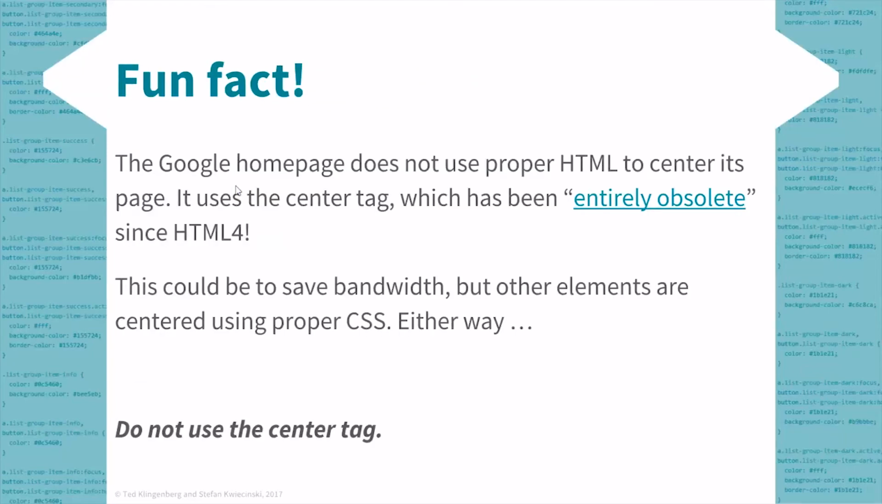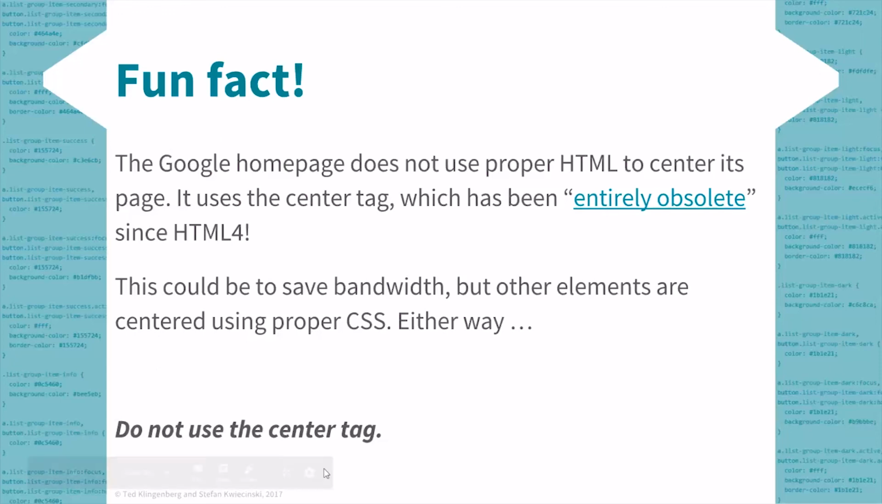And that's basically all that I have for today. But I did want to leave on a fun fact. And that fact is that the Google homepage doesn't actually use proper HTML to center its page. It's weird, but it uses the center tag. And that's been marked by the W3C, the World Wide Web Consortium. They say that the center tag is entirely obsolete, and it's been that way since HTML4. There's a bunch of reasons they could be doing that. They could be using the center tag to save bandwidth or something, but other elements are actually centered using proper CSS. So I really have no idea why they would do that.